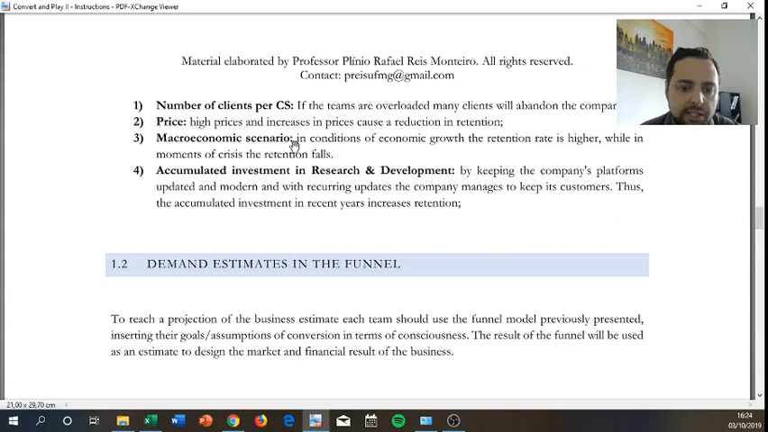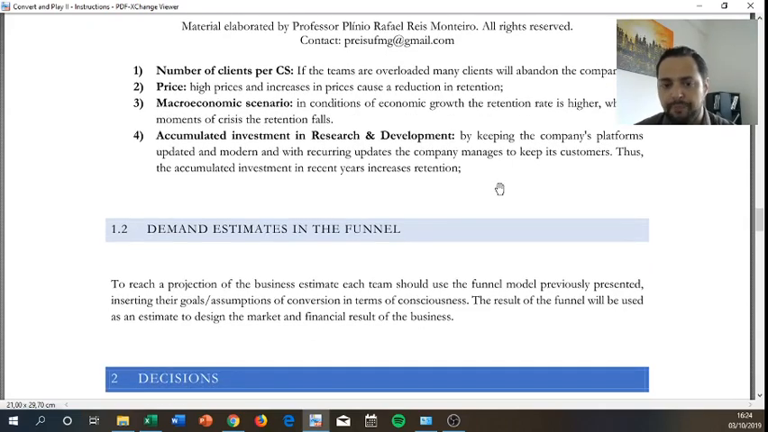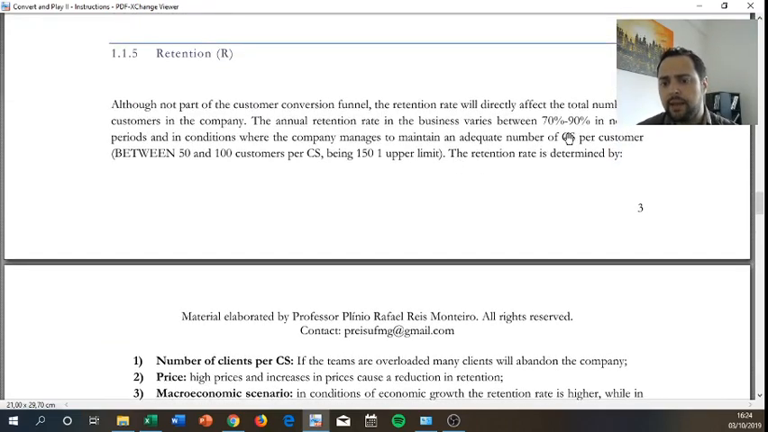Also, the macroeconomic scenario will affect. If you have a crisis, you're going to lose a lot of customers just because of the crisis. And in a very good economic scenario, your retention rate will be much higher. And also, your accumulated investment in research and development will improve your platform, making more customers say, okay, this is a very good platform, they are improving a lot of things, they listen to what I tell them and they improve the software, and they will keep with the company.